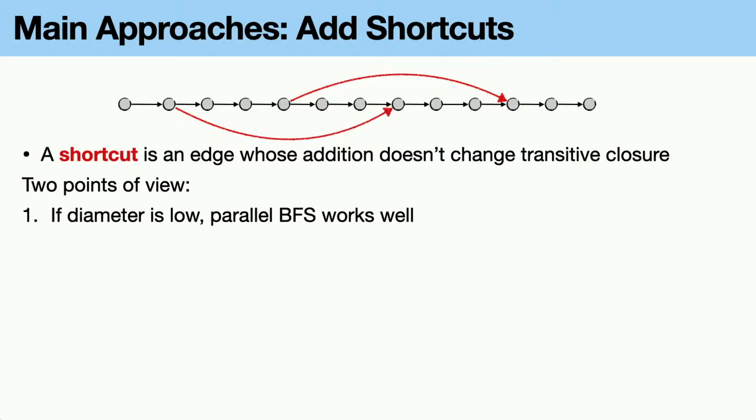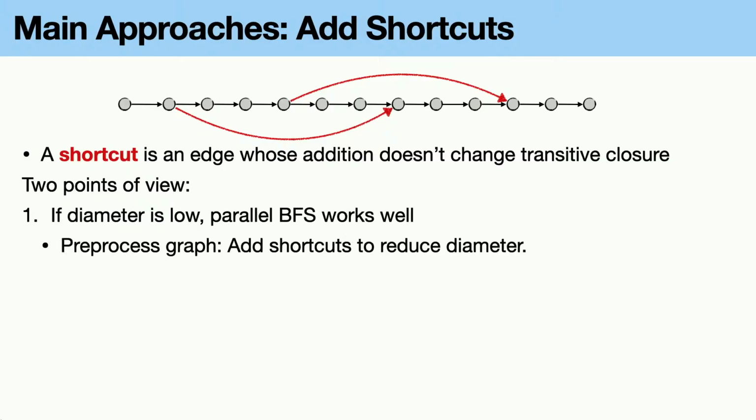The most common one is to observe that if the diameter of the graph is low, then parallel breadth-first search works pretty well. So let's just pre-process a graph, add a bunch of shortcuts to the graph, with the goal of making the diameter smaller. Once we have that, we can just run parallel breadth-first search.